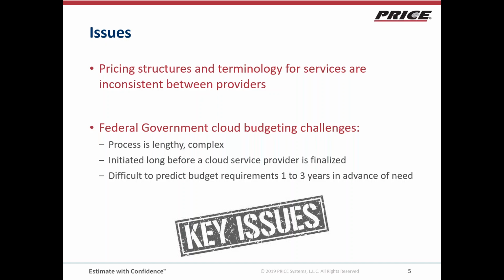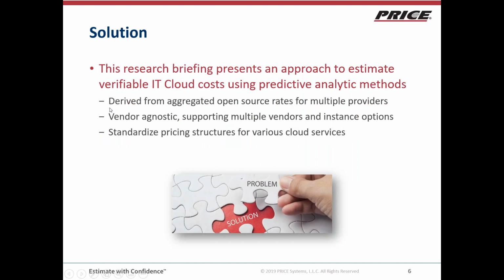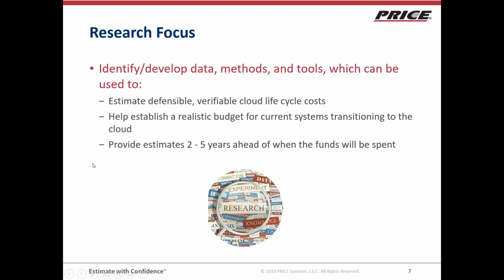In addition, the pricing structures and the terms that the major providers use are slightly inconsistent. So to come up with something standardized was our goal, something we call vendor agnostic, that uses data from multiple vendors and the types of pricing that they have, and we would try to standardize their pricing structures across all of the different providers using open source data that we could find on the internet. So again, we wanted to come up with at least some cloud lifecycle cost estimates, and to help budget ahead of time.